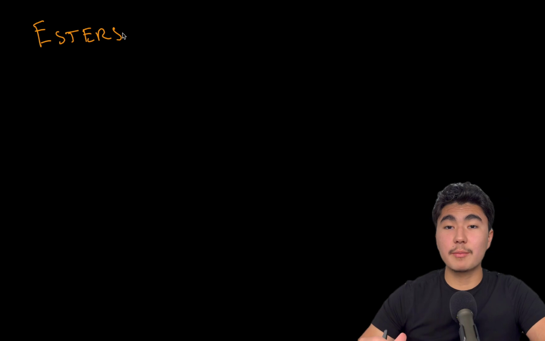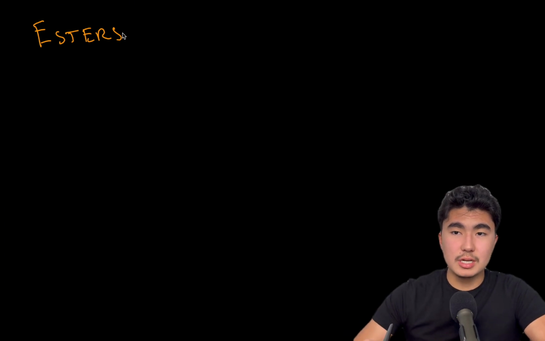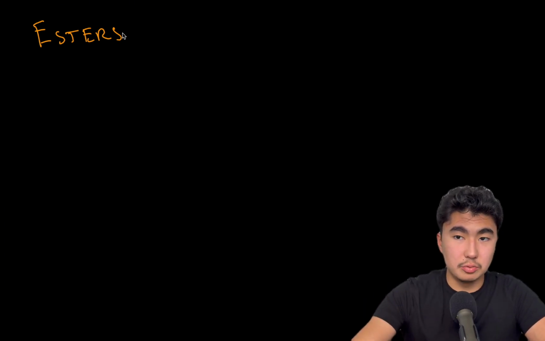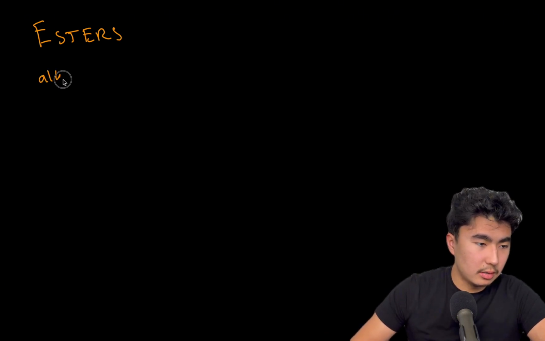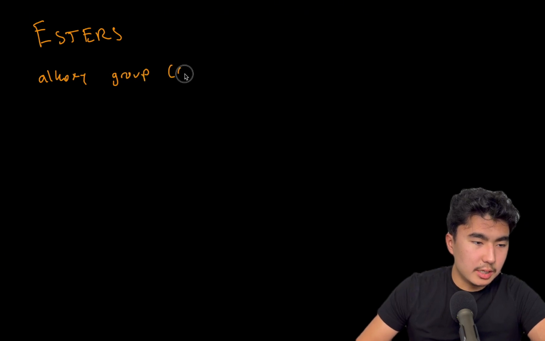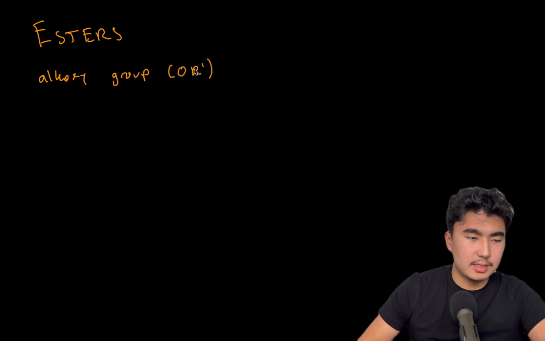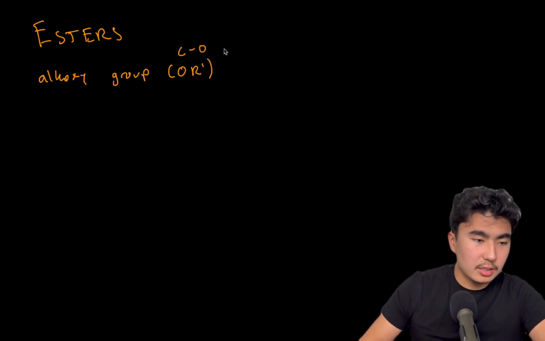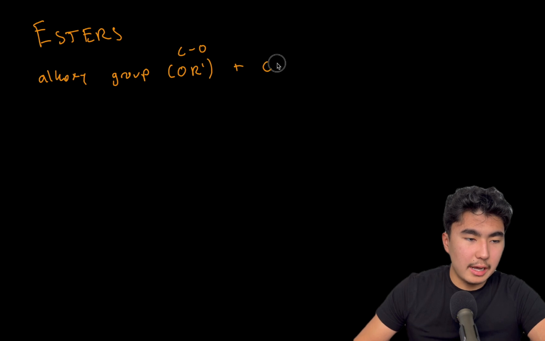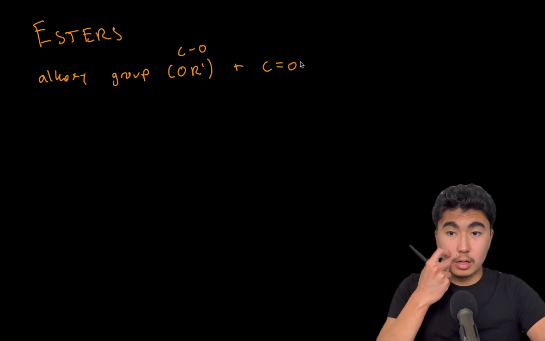All right, so now let's talk about esters. So esters are going to have an alkoxy group, which is just going to be OR, and a carbonyl. So we're going to have an alkoxy group, which is an oxygen bonded to some sort of carbon. It's just going to be a carbon-oxygen bond, and we're also going to have a carbonyl, that carbon double bonded to oxygen.